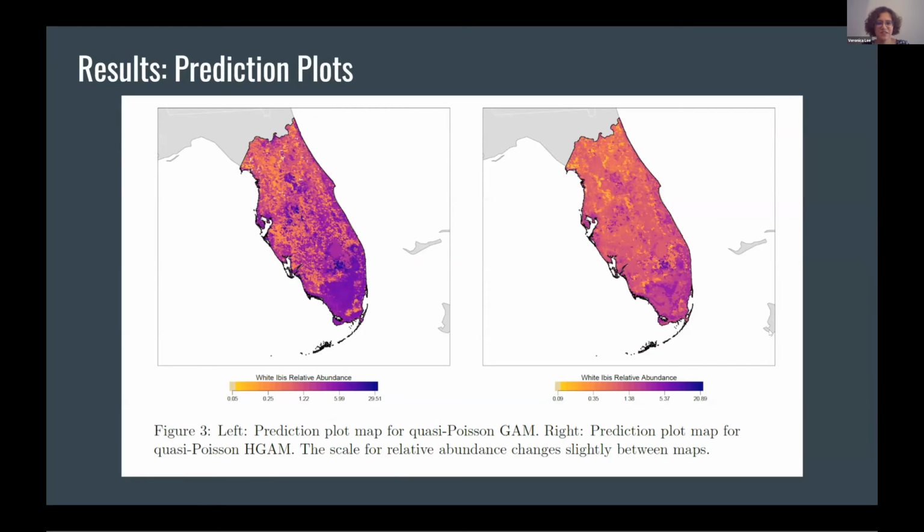Next, we have the prediction plots that I made. So these are for the study area. I held the checklist covariates constant and then predicted across the study area using the environmental covariates. And this is for the white ibis species. On the left is the quasi-Poisson GAM prediction plot, which we see has lots of areas of very low predictions, areas of very high predictions, as opposed to the HGAM prediction plot, which appears to be smoother overall, which I do find to be more realistic, given the fact that the white ibis population is in fact dispersed across this entire region.